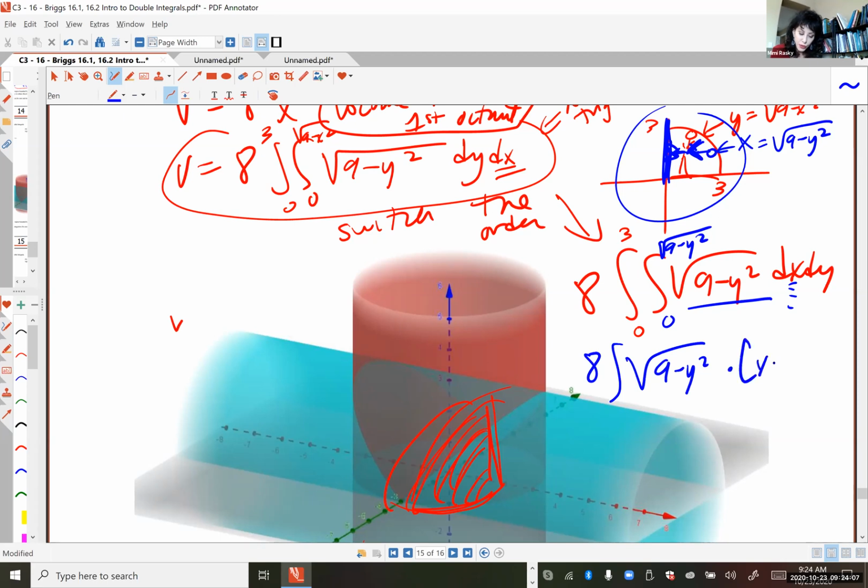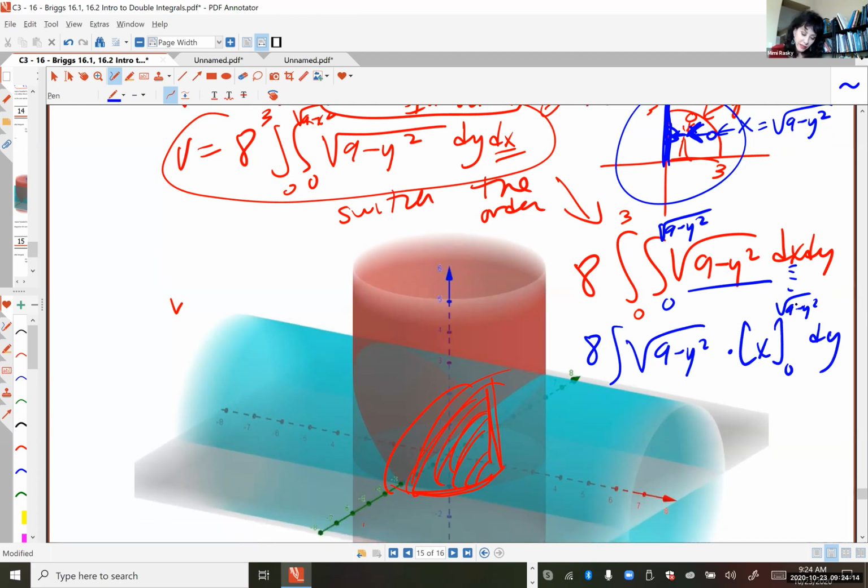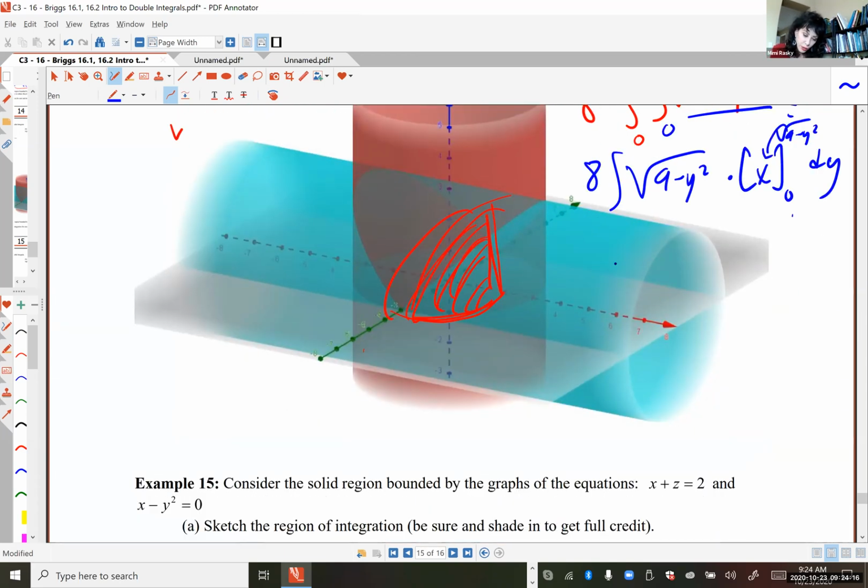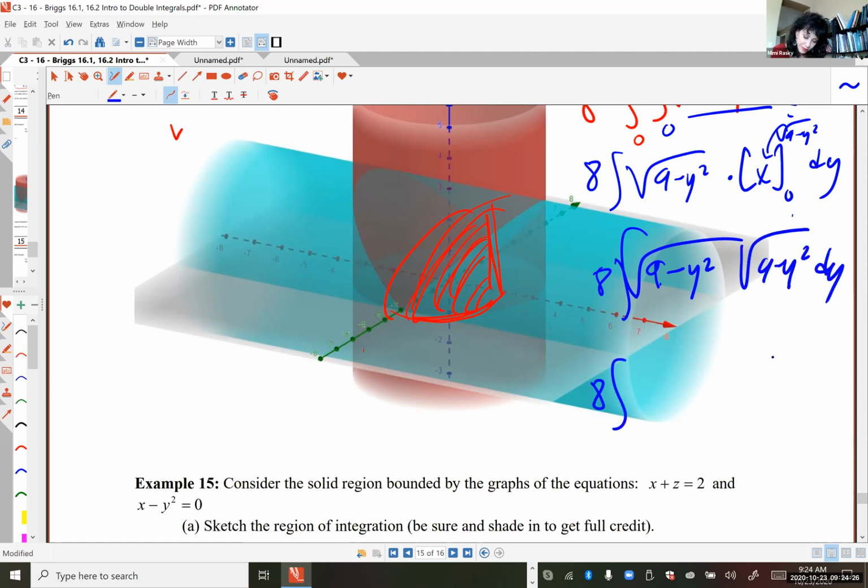So good news. Just have it go along for the ride, and then have it x, and then evaluate at the limits. And then I hope you can see that I'm going to just multiply the square root of 9 minus y squared times the square root of 9 minus y squared. Well, what's that, people? Come on. 9 minus y squared.